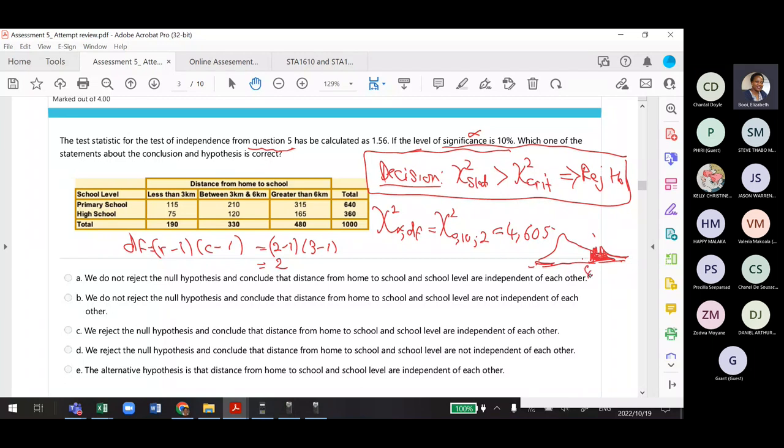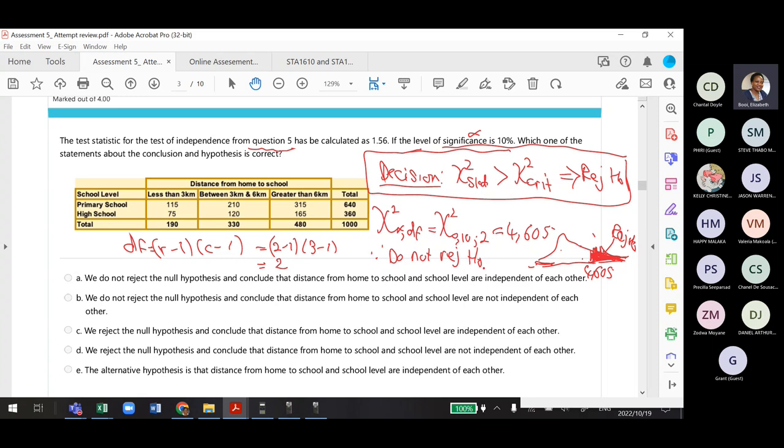Your critical value was 4.605. Anything that falls in the shaded area, we reject the null hypothesis. So our 1.56 falls in there, do not reject. So therefore, we do not reject the null hypothesis. I'm already giving you the answers.